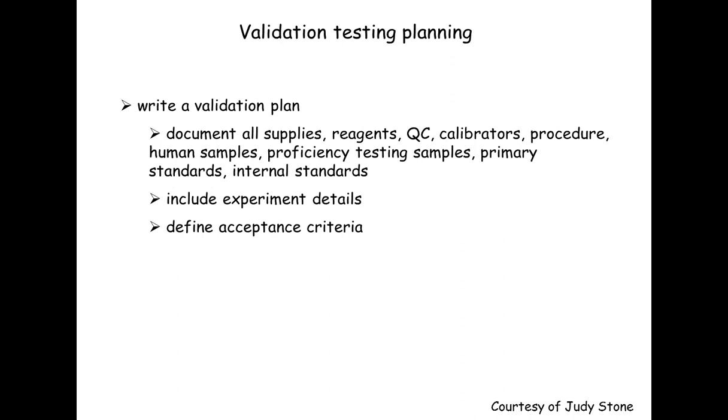It's good to have the samples that you want to run, any proficiency testing samples that you have, your primary standards, because again, we're going to do some spiking studies, so you need your pure standards of your analytes, and then the internal standards that you're going to use. It's a good idea to include the experimental details, so how many samples you're going to run, how many times you're going to run them, over how many days, things like that. And again, you also want to define the acceptance criteria.